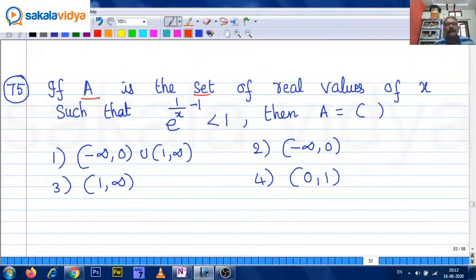A is the set of real values of x which satisfy this equation, e to the power of 1 by x minus 1 less than 1. Then we need to find out A. So that means for which values of x, e power 1 upon x minus 1 is less than 1, that we need to find out.